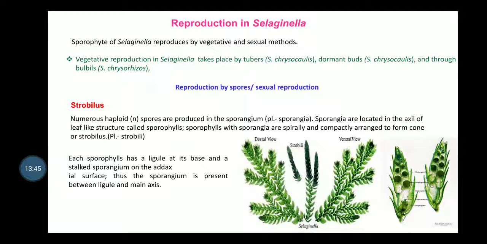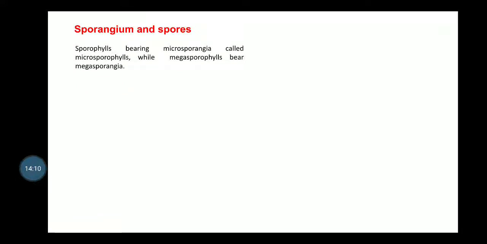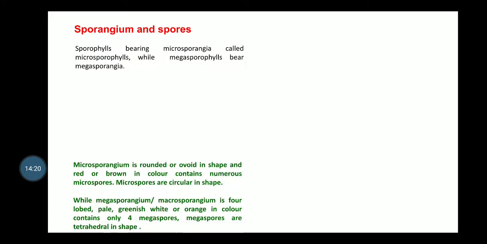Each sporophyll has ligule at its base and a stalked sporangium on the adaxial surface. Thus, the sporangium is present between ligule and the main axis. There are two types of sporophyll. One is microsporophyll and another one is megasporophyll. Now, sporangium and spores. Sporophylls are of two types. We already know that. Sporophyll bearing microsporangia called microsporophyll, while the megasporophyll bears megasporangia.